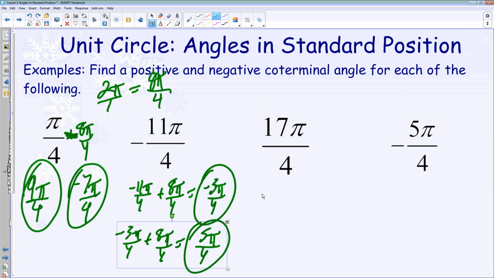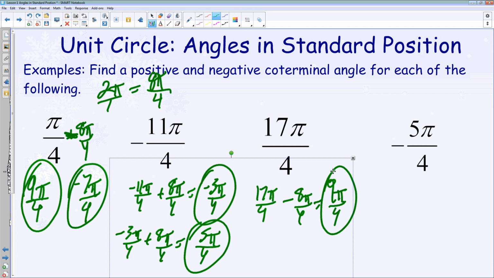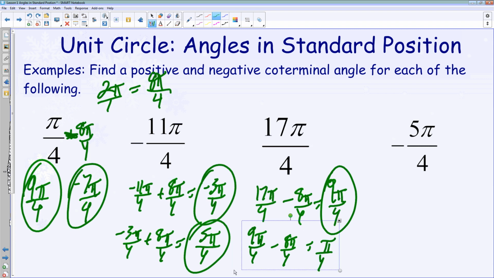All right, with 17 pi over 4, since I already know that that's way positive, I'm just going to start by subtracting. And notice I get 9 pi over 4, which is positive. There's a positive coterminal. I can subtract again and get another positive coterminal of pi over 4. And then I can subtract one more time and get negative 7 pi over 4.